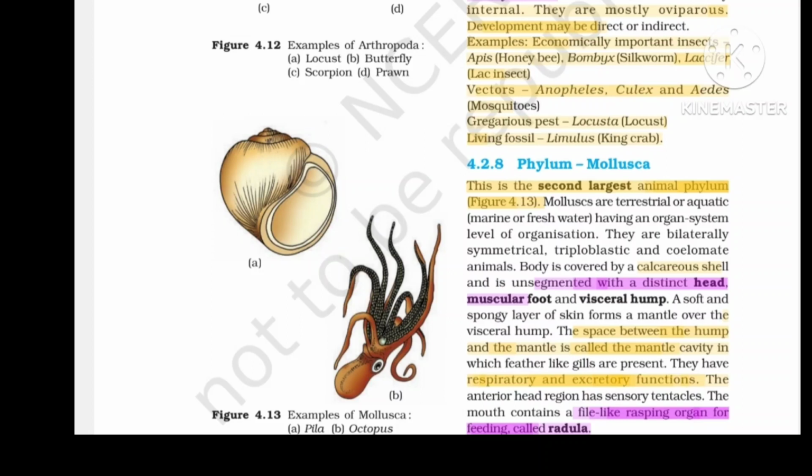Then we move further to the phylum Mollusca, which is called the second largest animal phylum. They are terrestrial or aquatic, having an organ system level of organization. They are bilaterally symmetrical, triploblastic, and coelomate animals. The body is covered by a calcareous shell and is unsegmented, with a distinct head, muscular foot, and visceral hump. The space between the hump and the mantle is called the mantle cavity, in which feather-like gills are present. They have respiratory and excretory functions. They have a radula, which is a file-like rasping organ. Examples are Pila and Octopus.